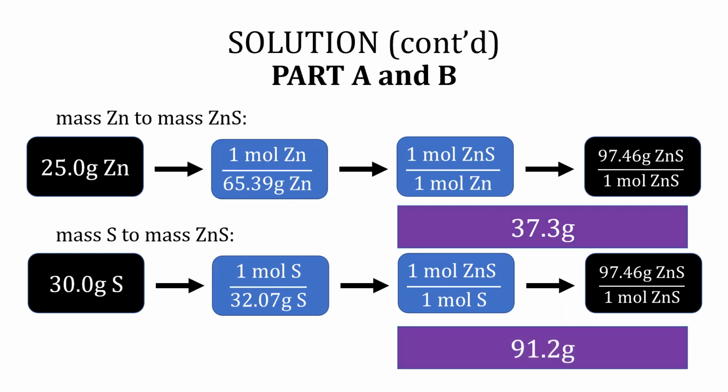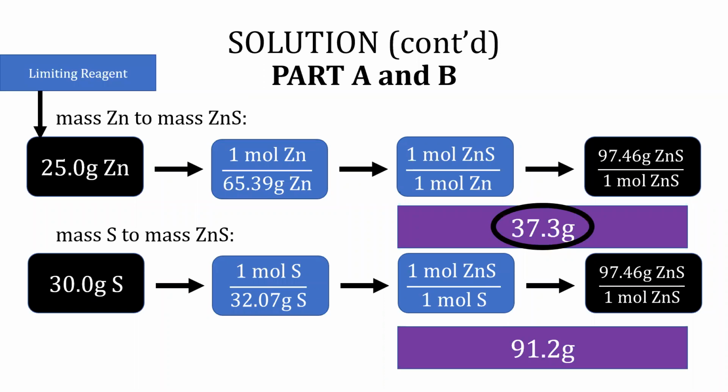Since 37.3 g of ZnS is the smaller mass of the two answers, this is the theoretical yield of this reaction. And the limiting reagent is Zn.